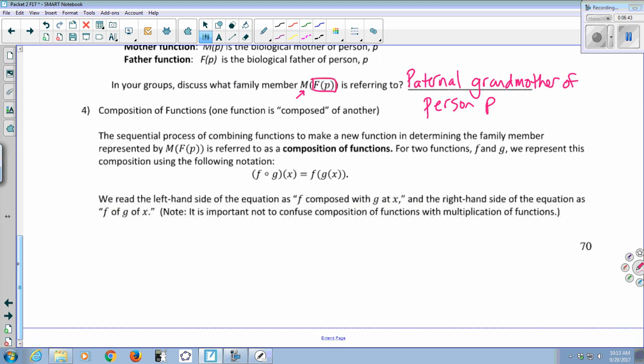All right, the sequential process of combining functions to make a new function in determining the family member, represented by m of f of p, is referred to as a composition of functions. For two functions, f and g, the notation we use is f and then this open circle g. Don't confuse that open circle with a dot, because the closed dot means multiplication and this open circle means composition. So you would read that as composed with. And it just means use g as the input into f.